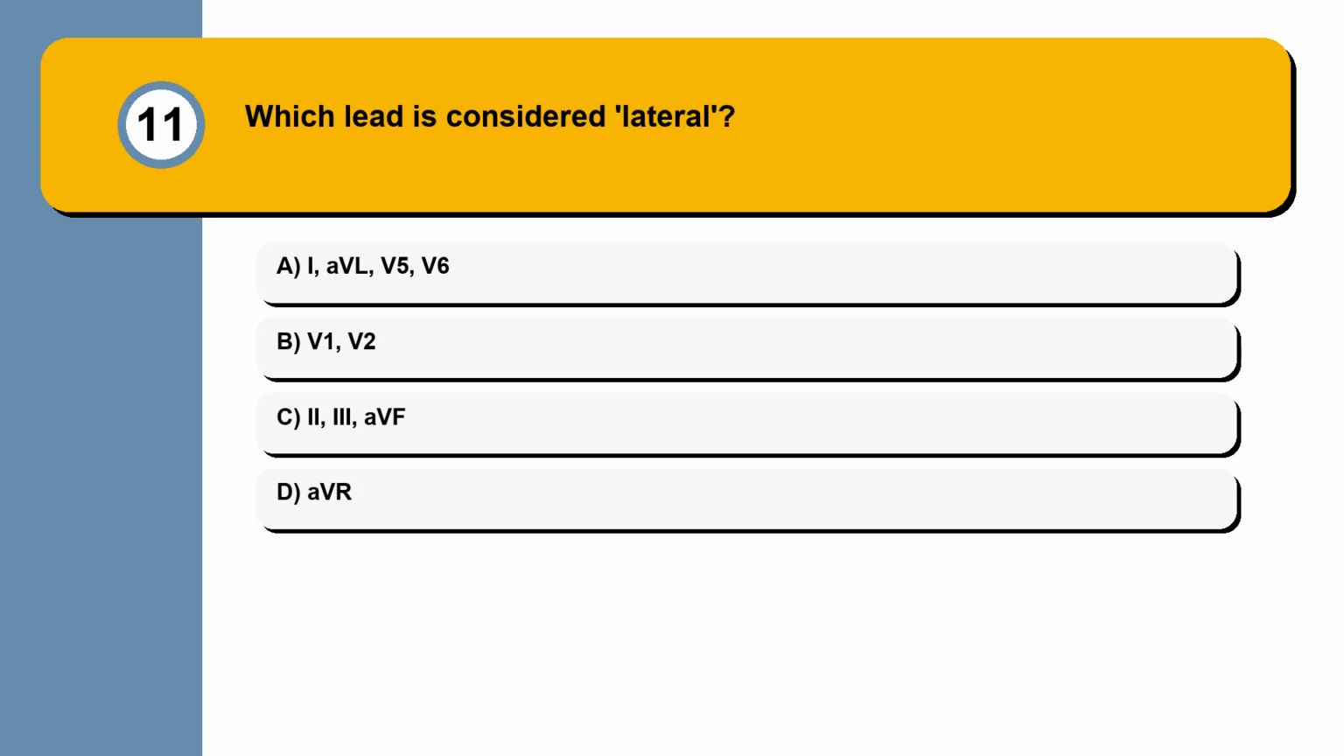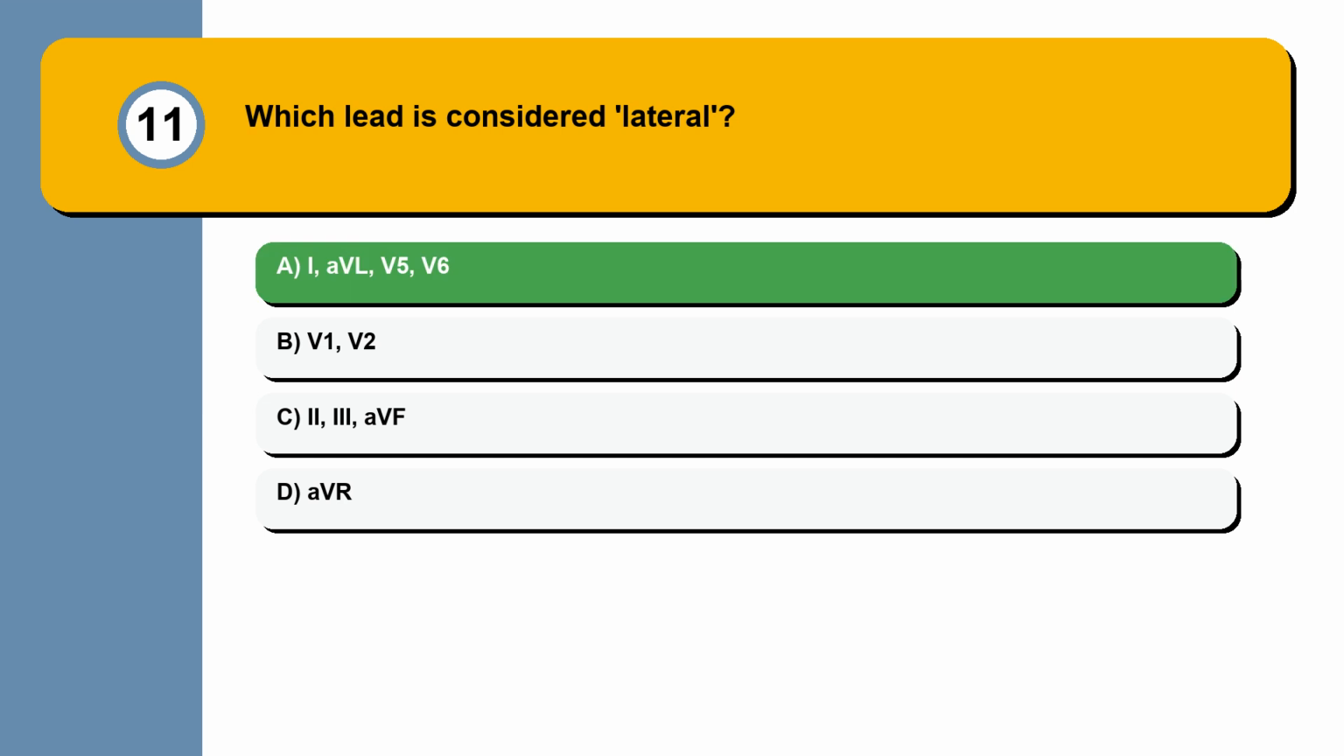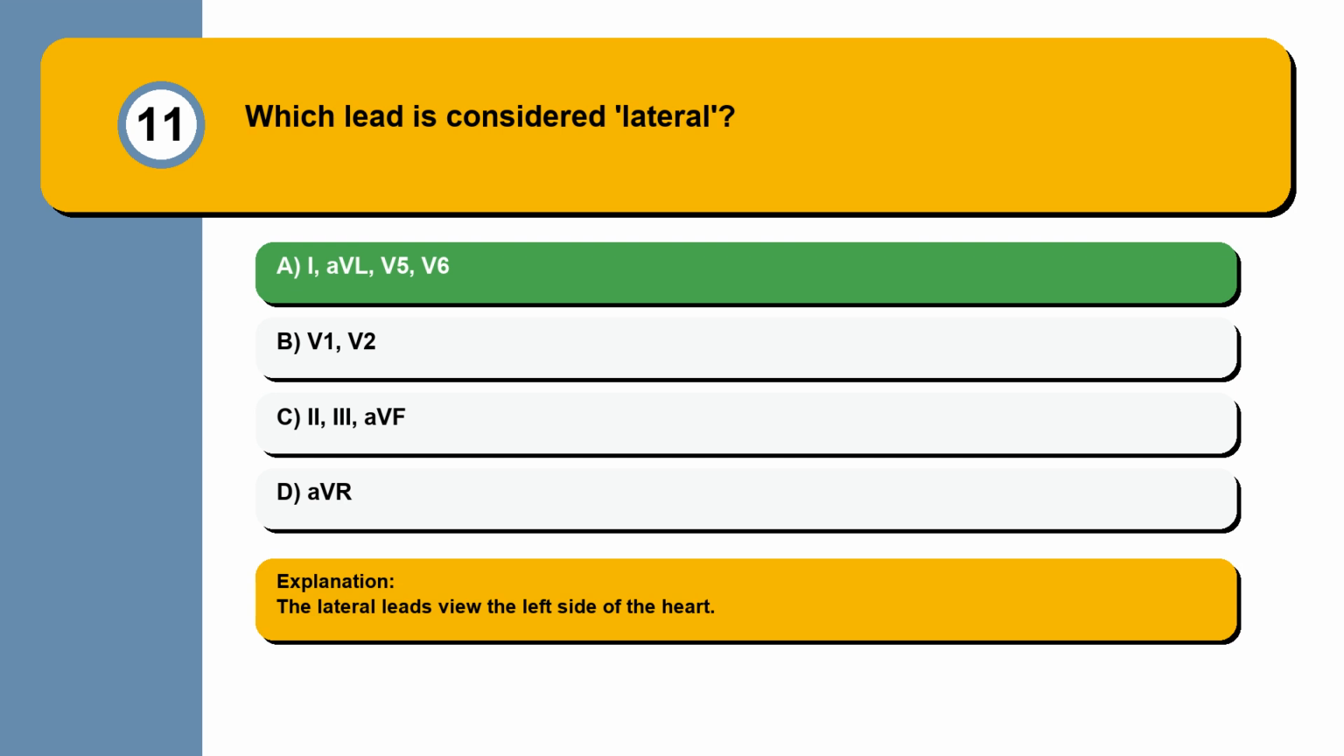Question 11. Which leads are considered lateral? I, aVL, V5, V6; V1, V2; Roman 2, Roman 3, aVF; aVR. The lateral leads view the left side of the heart.